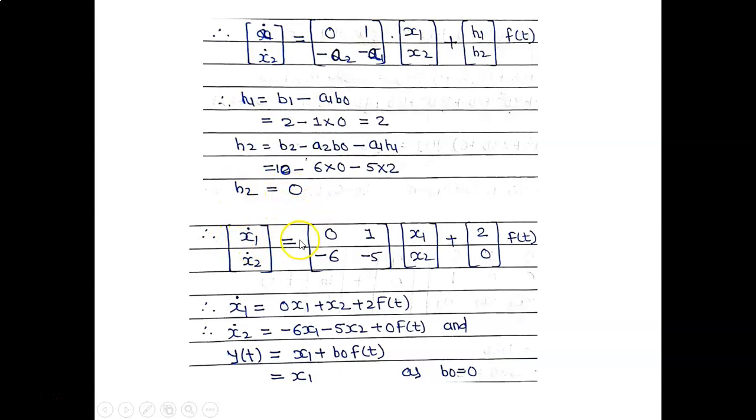Therefore, x1 dot, x2 dot is equal to, substituting the values now, the matrix 0 1, minus 6 minus 5, into x1, x2, plus 2 0 into f(t). Therefore, x1 dot is equal to x2 plus 2 f(t). x2 dot is equal to minus 6 x1 minus 5 x2 plus 0 f(t), and y(t) is equal to x1 plus b0 f(t); since b0 is equal to 0, y(t) is equal to x1. Now we will represent these three equations using a computer diagram for x1 dot, x2 dot and y(t).